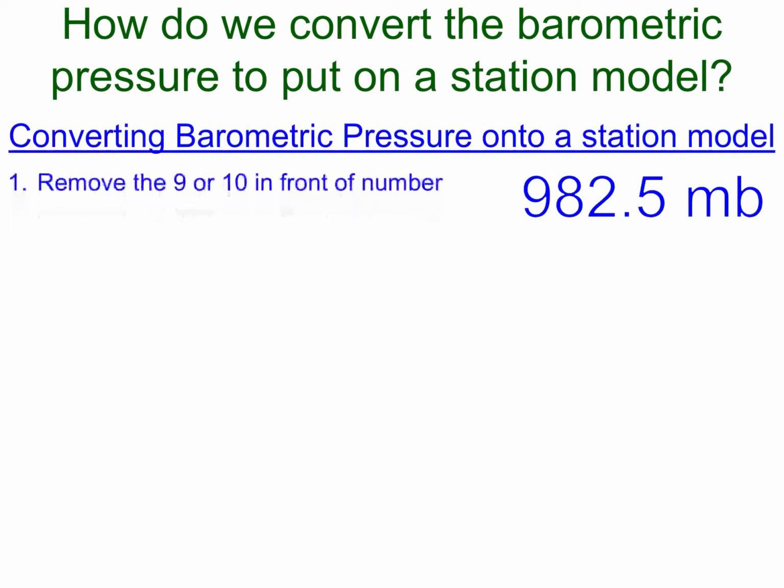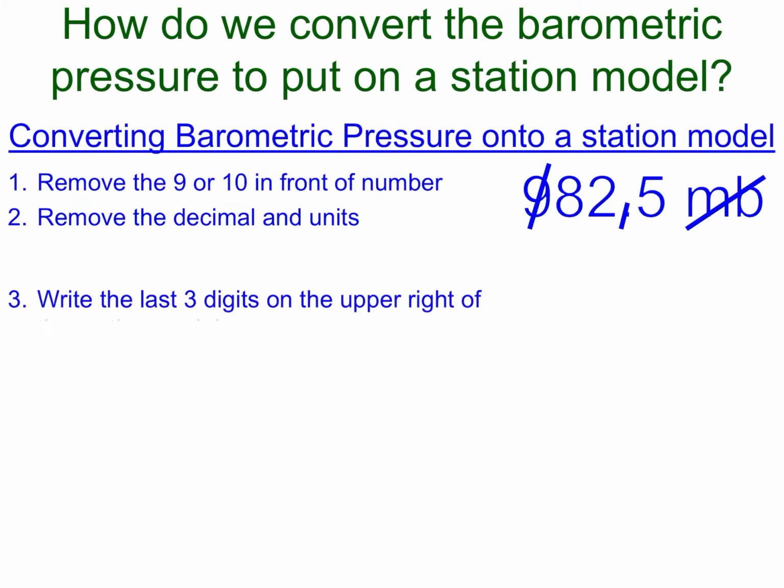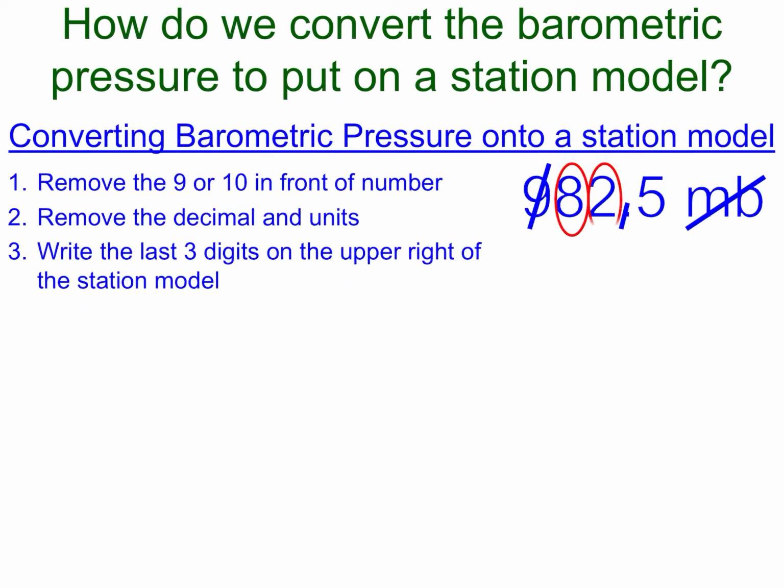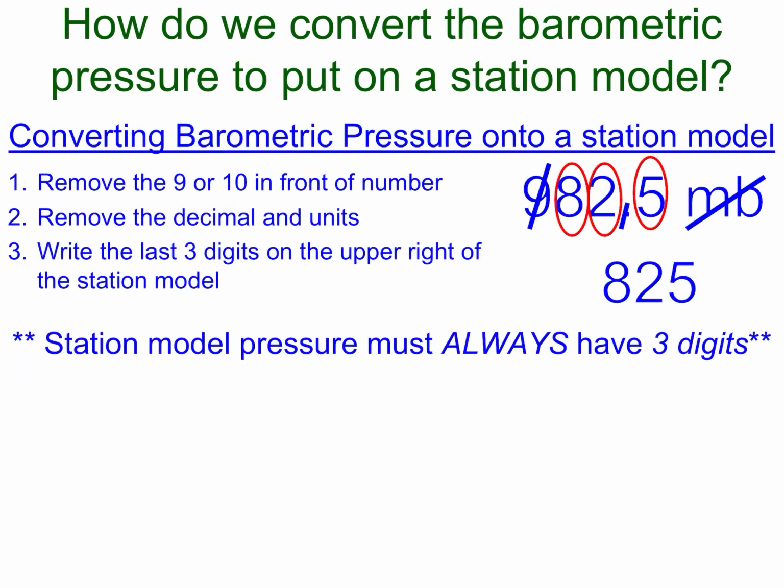You're going to get rid of the 9 or 10 in front. So in this example, there's a 9 in front, so you cross that out. If there was a 10 in front, you'd cross out the 10. You're going to lose the decimal and lose the units. And then whatever's left behind is your code. So for this one, you would write 825.